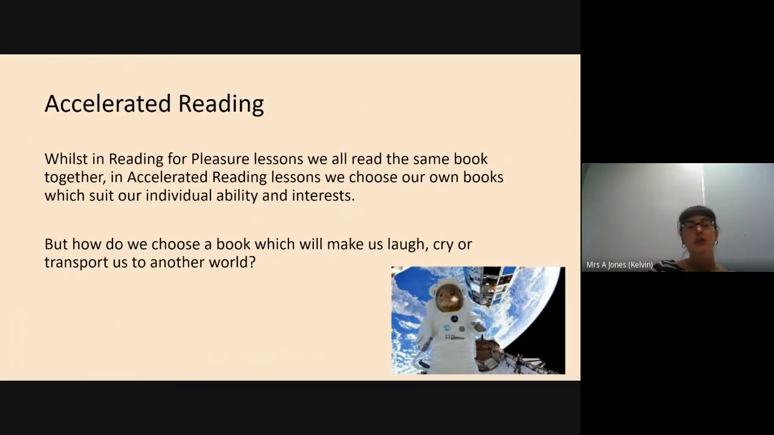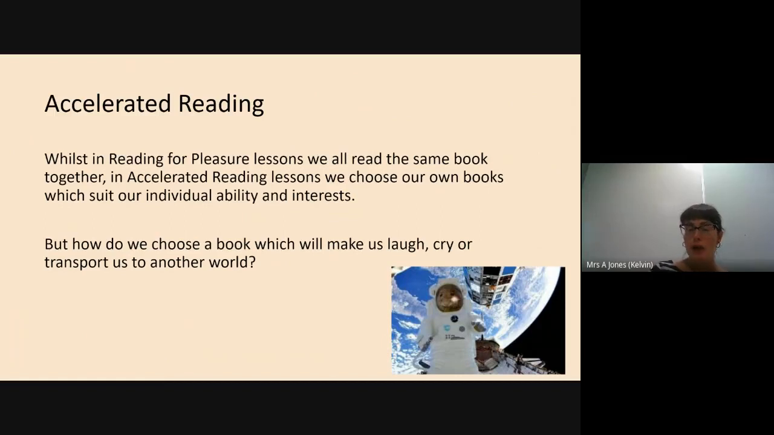Let's move on now then to a little bit of an accelerated reading lesson or some activities linked to reading. So when we're in our reading for pleasure lessons, we all read the same book together. But in accelerated reading lessons, we choose our own books which suit our individual ability and interests. So let's have a look at how we actually choose a book.